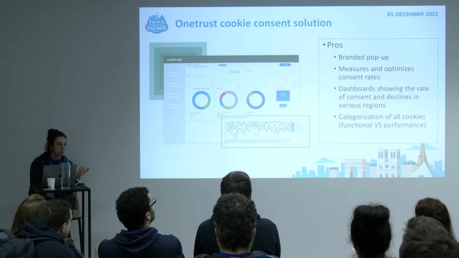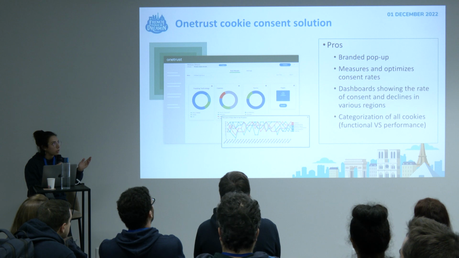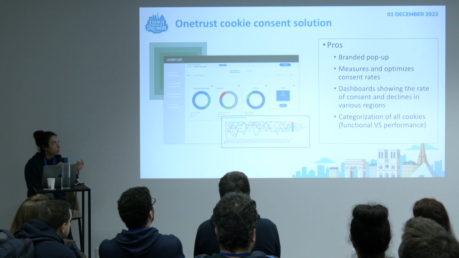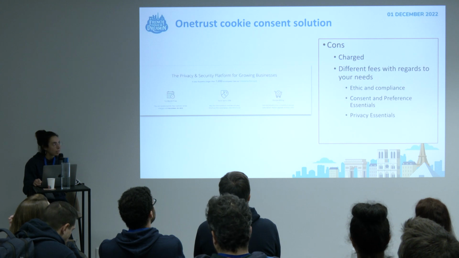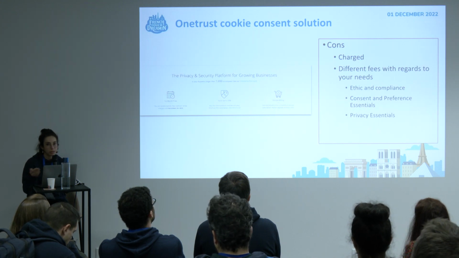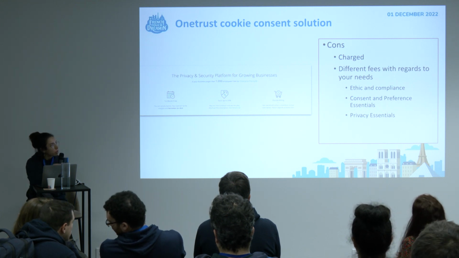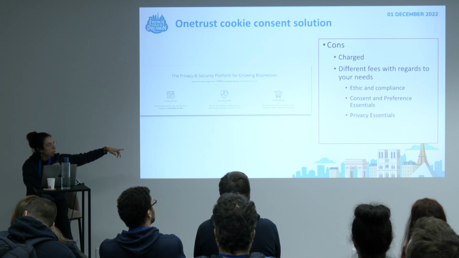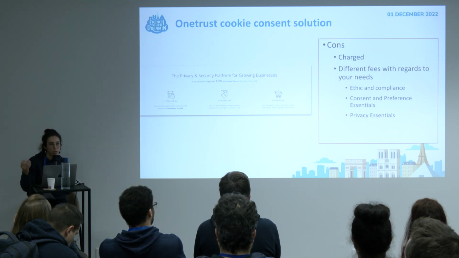So the OneTrust solution is a paid solution. It has its pros and its cons. The pros are the branded pop-up. It measures and optimizes the consent rates. And you also have dashboards and categorization of all cookies. Of course, it is paid, but you have different fees depending on your needs. The different fees are written on the slide. You have Ethics and Compliance, Consent and Preference Essentials, and Privacy Essentials. The price depends on your needs.